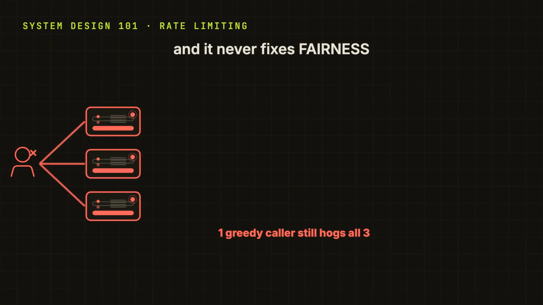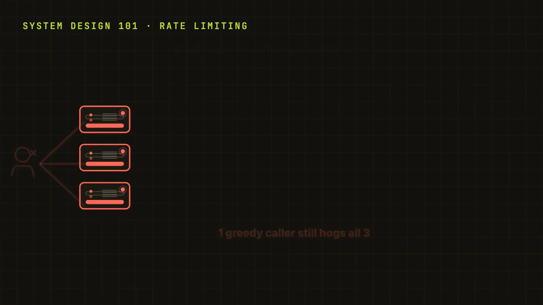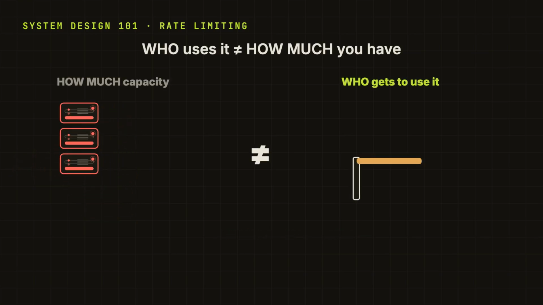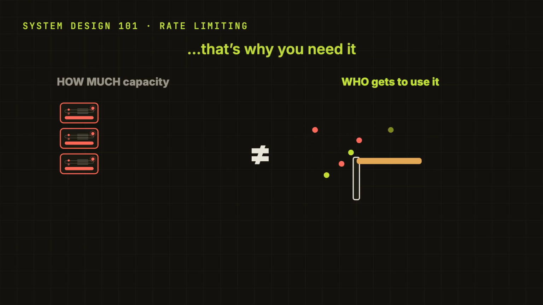And adding servers never fixes fairness anyway. One greedy caller can still hog whatever you add. So, rate limiting is about what gets to use your capacity. It is not the same problem as how much capacity you have. That is why you need it as well.